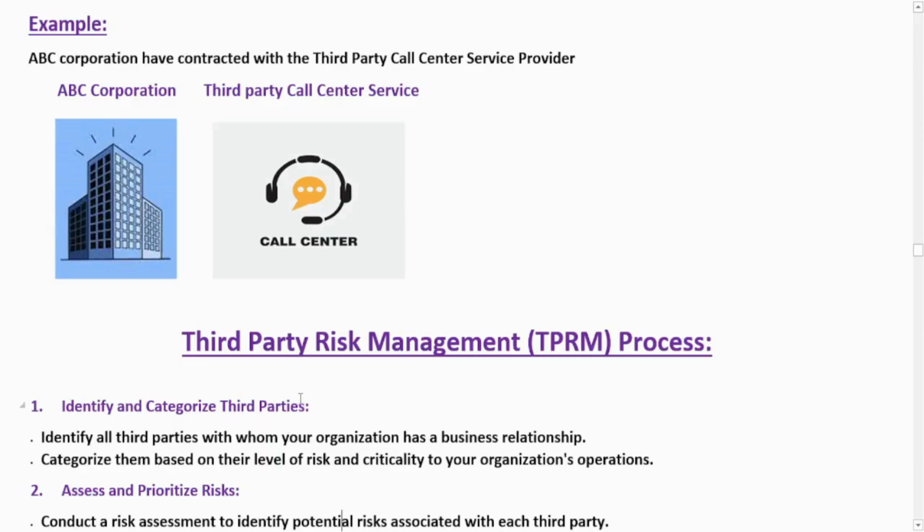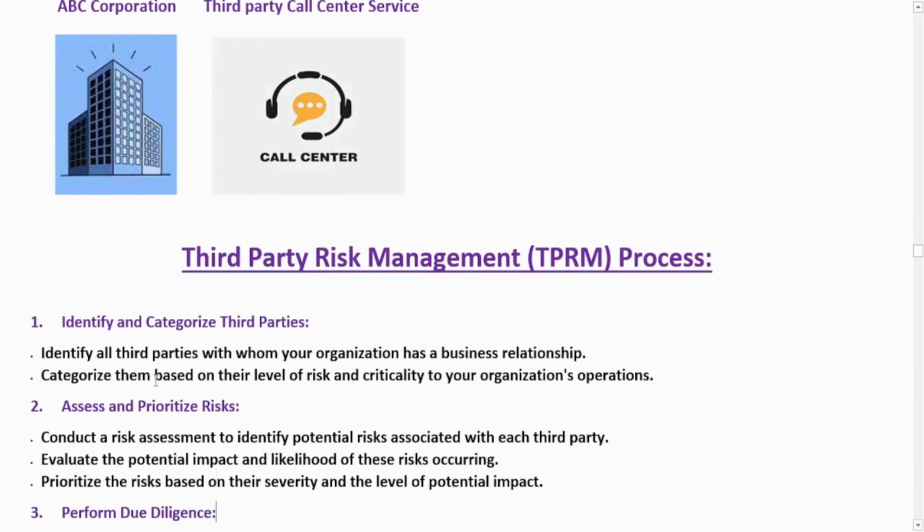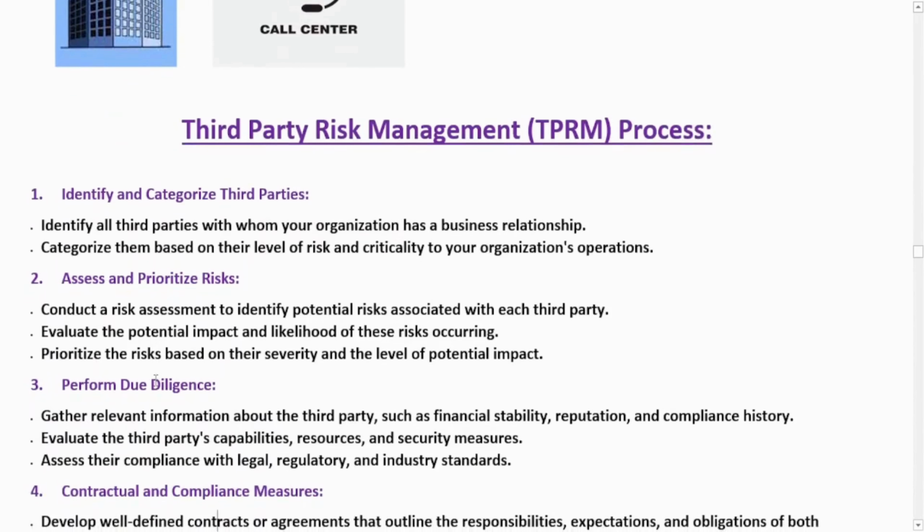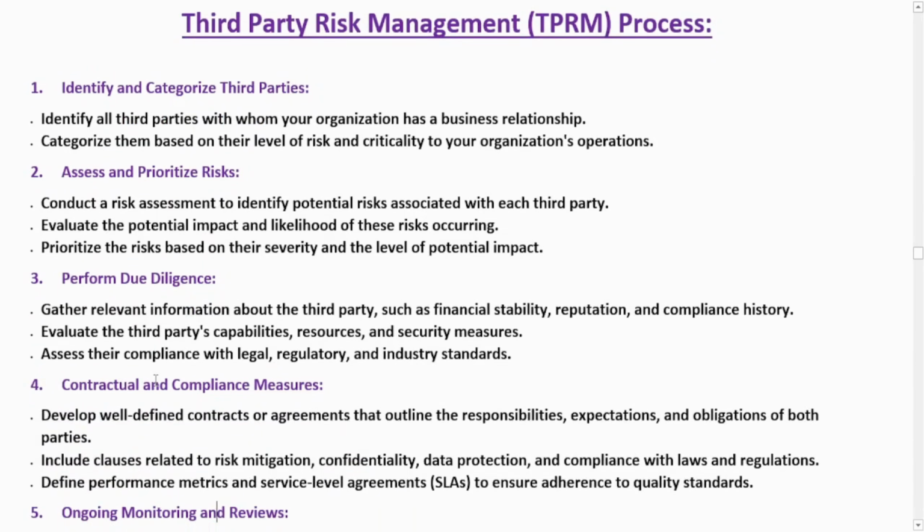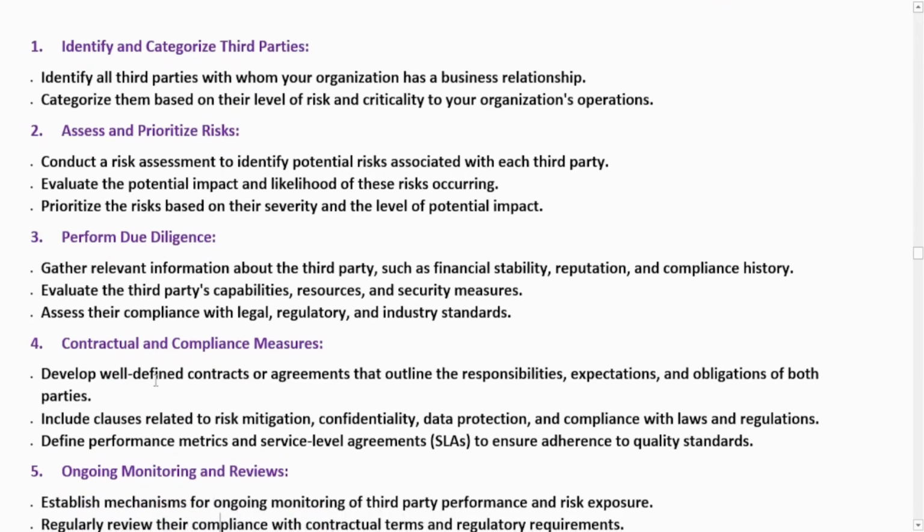Now, in order to manage third party risk, we have to understand the process. Let's understand the third party risk management process with the help of an example first. Suppose there is a corporation named ABC Corporation, and they have contracted with a third party call center service provider. Basically, ABC Corporation, in order to manage its third party related risk, has to follow this process. So this is the whole process. I will explain each step followed by the example.